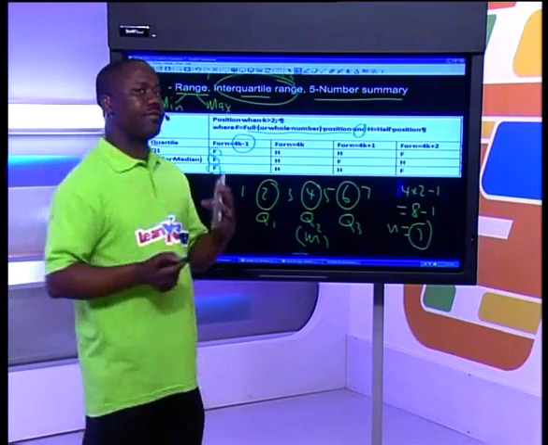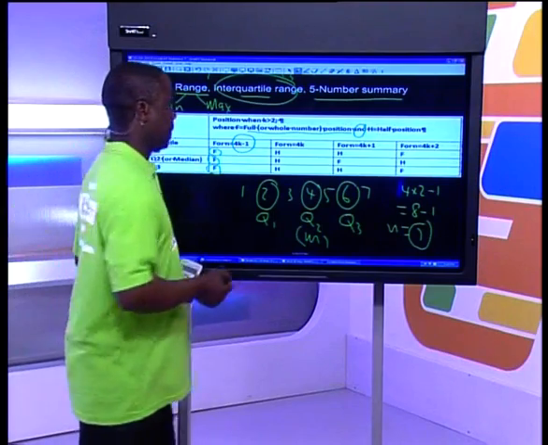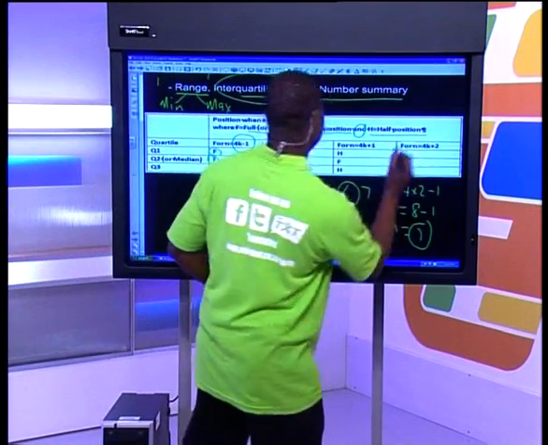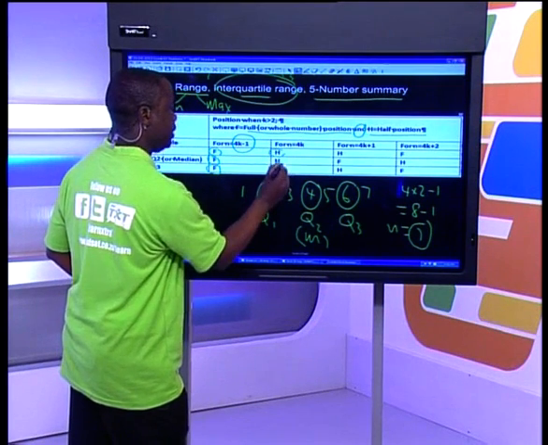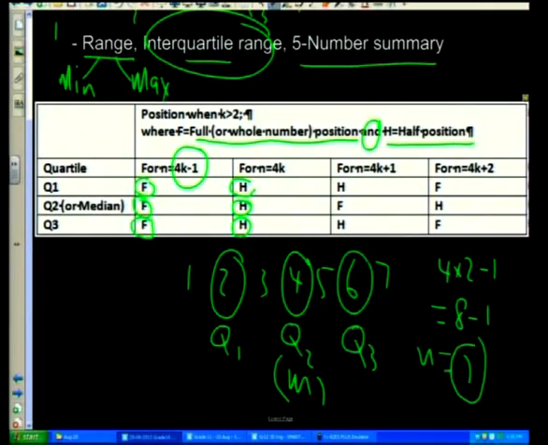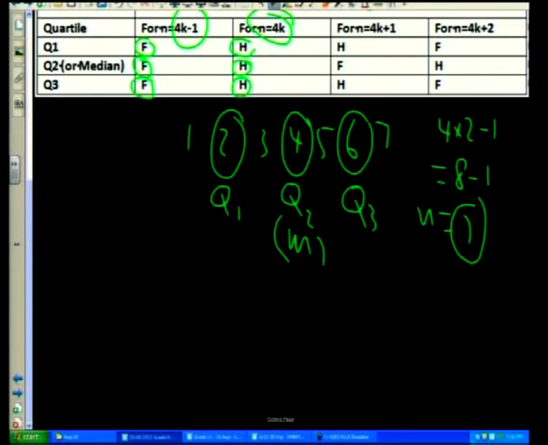you are going to have what I call half positions. Half positions, I have represented them using the letter H there. H, H, H. All of them will be half positions. All right? That's for 4K. And maybe we should show an example there.